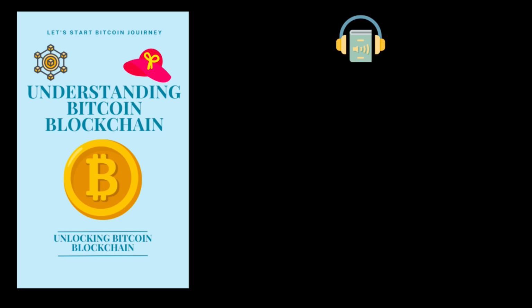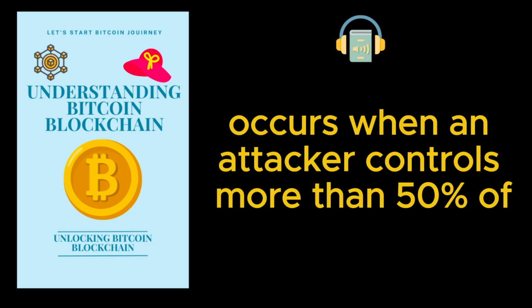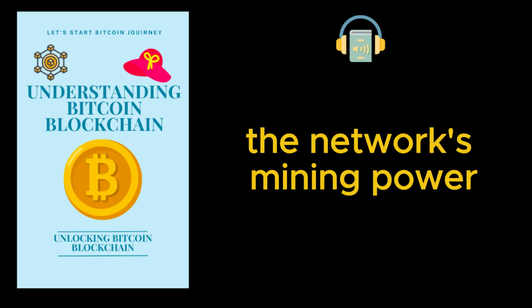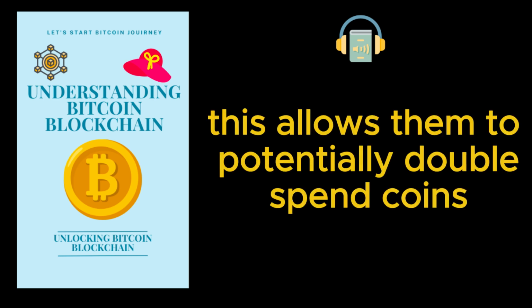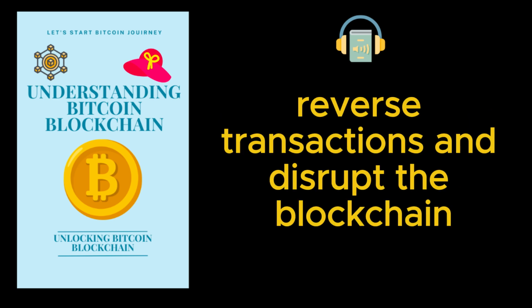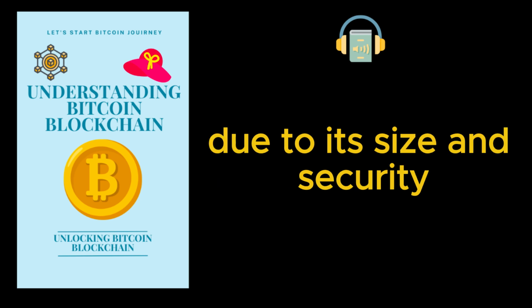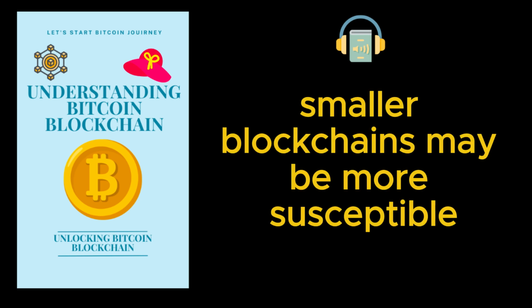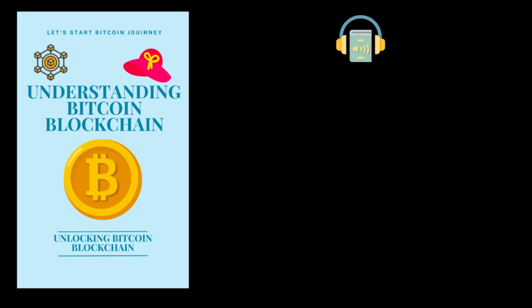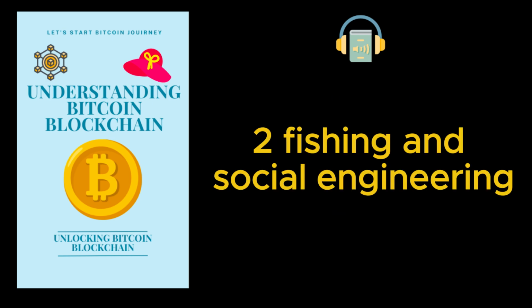1. 51% attack. A 51% attack occurs when an attacker controls more than 50% of the network's mining power. This allows them to potentially double spend coins, reverse transactions, and disrupt the blockchain. Although a 51% attack on the Bitcoin network is highly unlikely due to its size and security, smaller blockchains may be more susceptible.